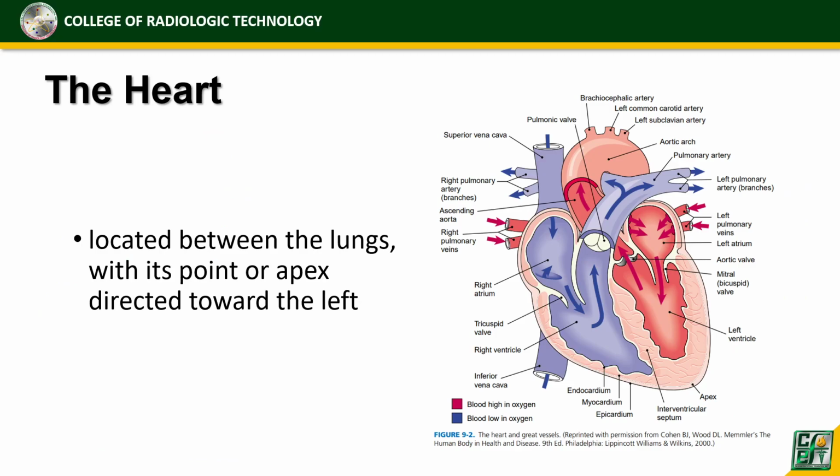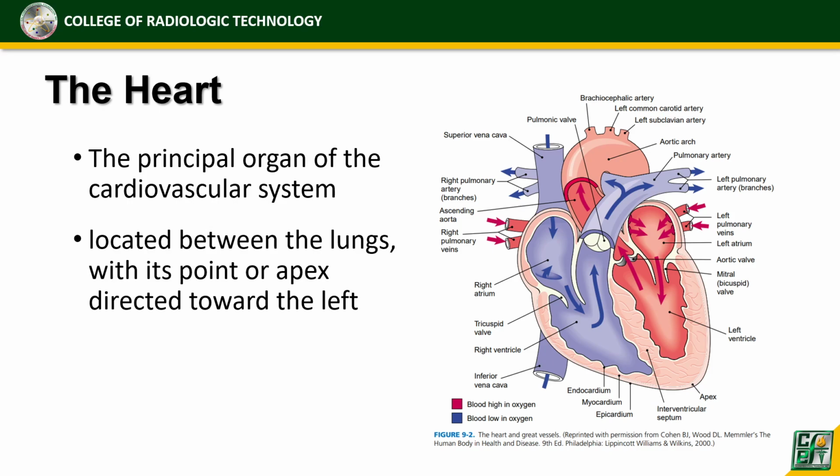Okay, first is we will be discussing the heart. So what is the heart? It is the principal organ of the cardiovascular system. Okay, it is located between the lungs with its point or apex directed toward the left. That is the normal position of the heart. Okay, you can locate the apex of the heart in the fifth intercostal space and the midline of the left clavicular line.